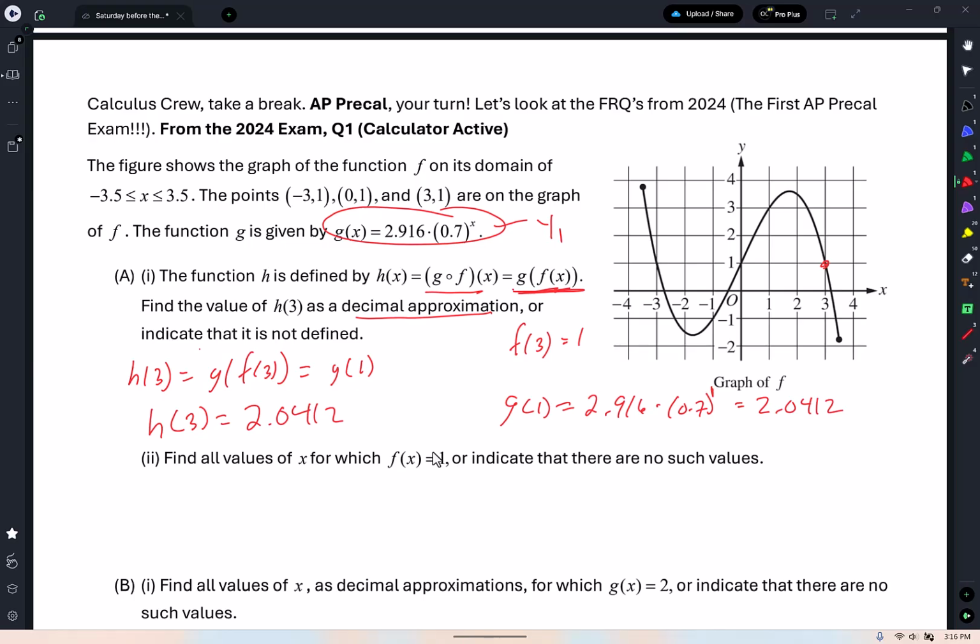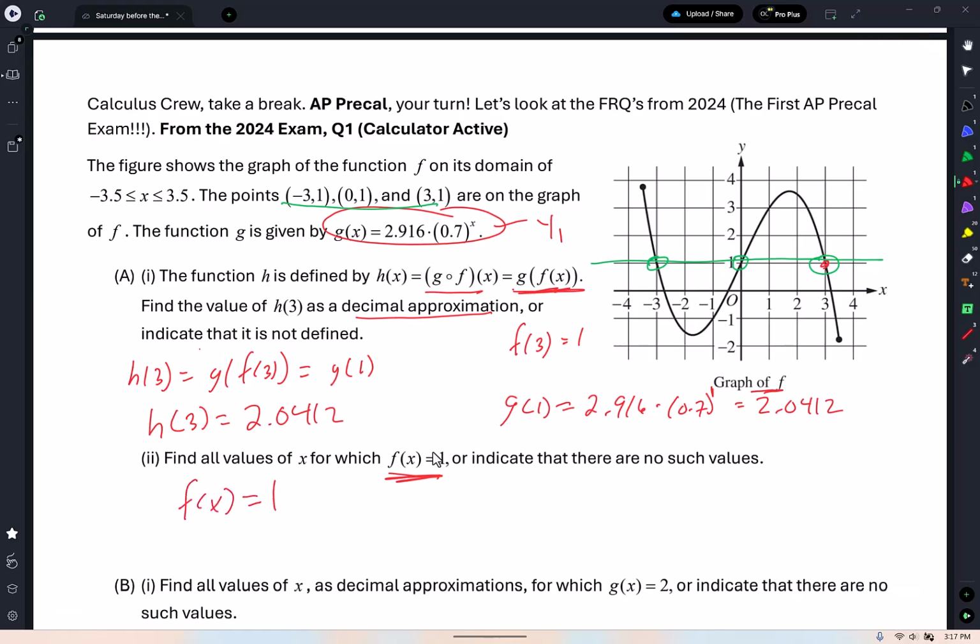All right. Find all values of x for which f of x equals 1, or indicate that there are no such values. It does say f of x equals 1. This is f, and if I draw a line right at 1, look what happens. There's 3 of them. 1, 2, 3. And it's also the points that they gave you there too. So I'm going to go f of x equals 1.